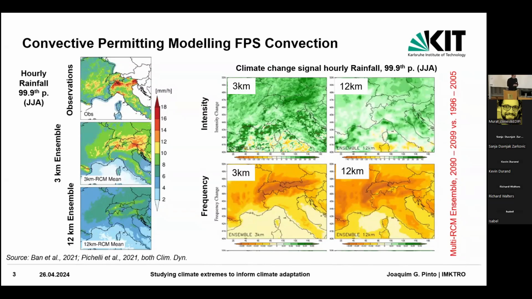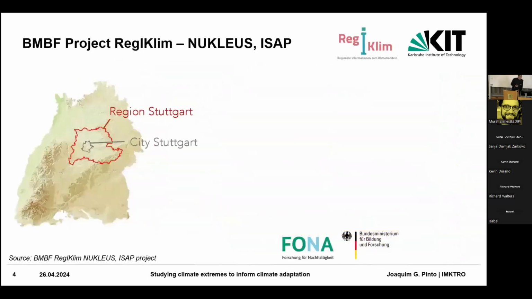So the question is now, how can we use this large amount of data that we are producing, typically on computing centers like in Hamburg, where we produce petabytes of data. I will show an example of a project funded by the German Ministry of Education and Science, BMBF, which is called Regional Information to Inform Climate Adaptation.